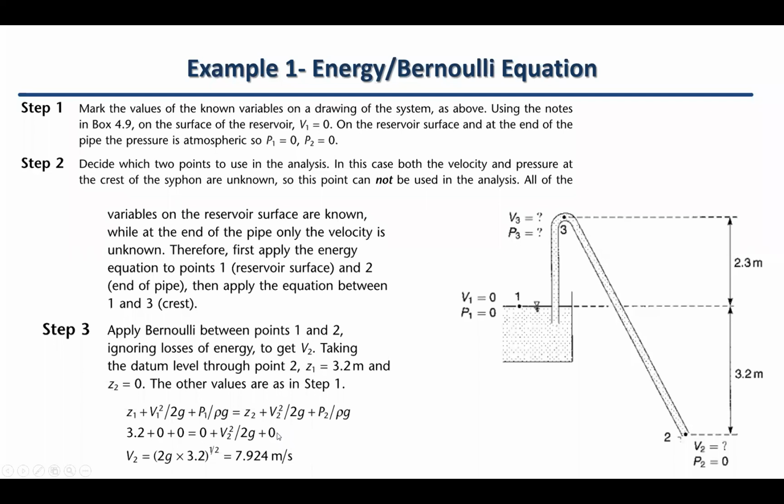So Z2 is 0, and the only unknown term is the velocity head, V2 squared over 2G. If you arrange this formula, V2 is equal to 2G times 3.2, all raised to the power of one half, or the square root of this calculation, which is 7.9 meters per second. This is a relatively high speed actually.